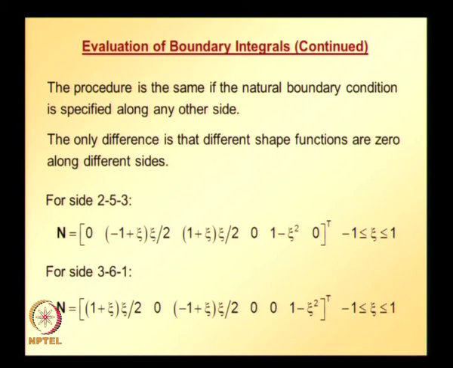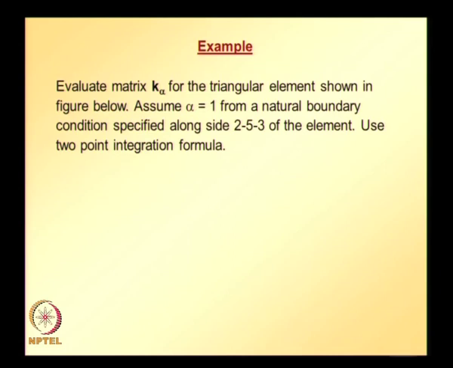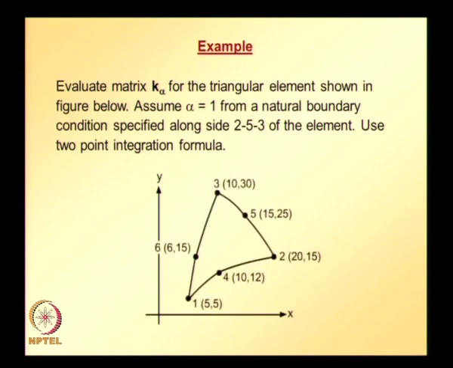So, to illustrate some of these details, let us take an example. Evaluate matrix K alpha for the triangle element shown in the figure below. Assume alpha is equal to -1 for a natural boundary condition specified along side 2 5 3 of the element, and use the 2-point integration formula. This is the physical element that is given. We need to evaluate this matrix K alpha along side 2 5 3.